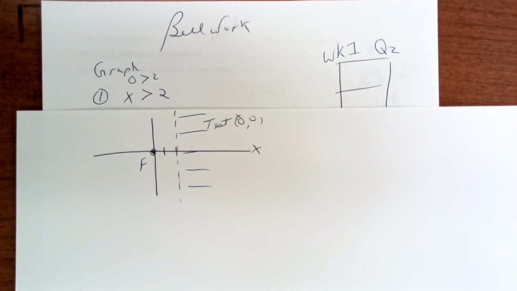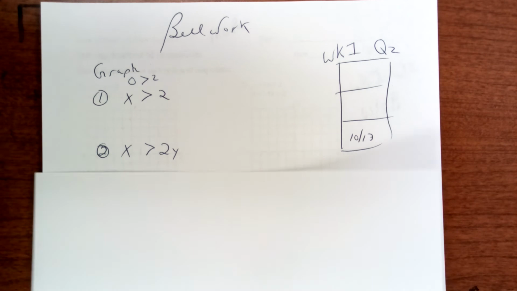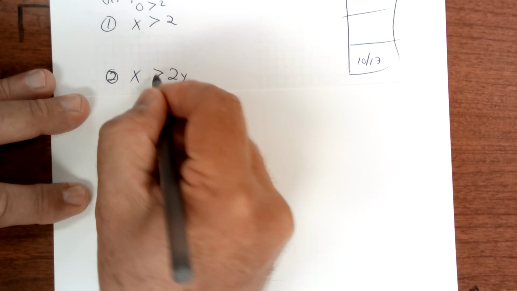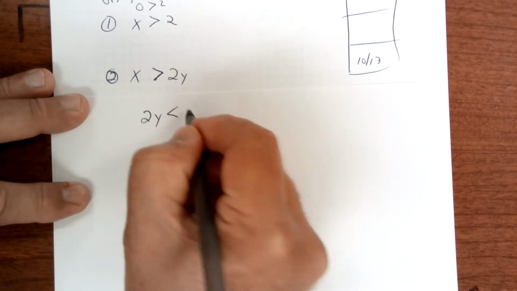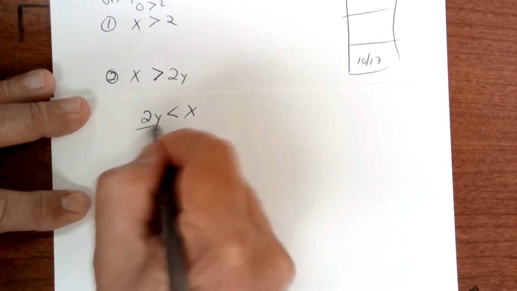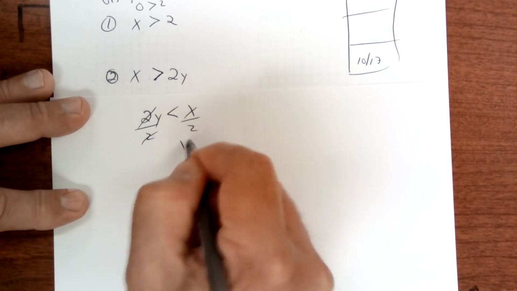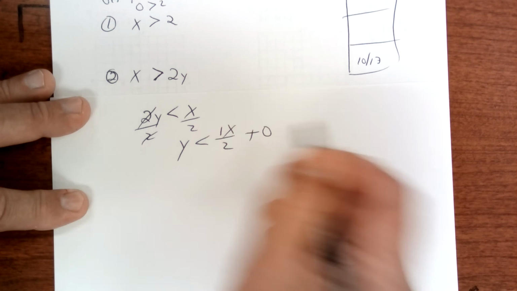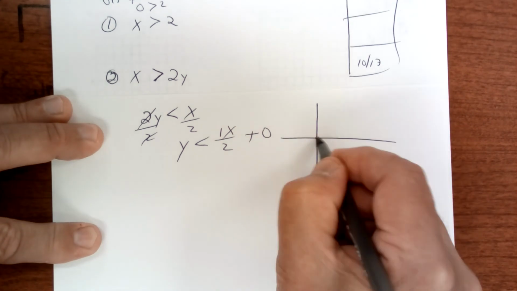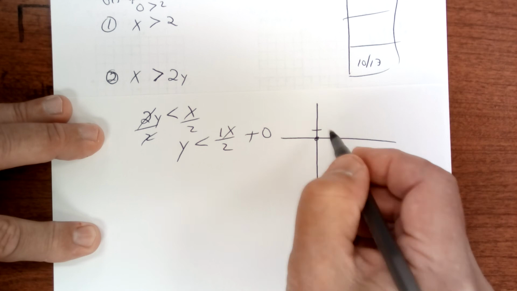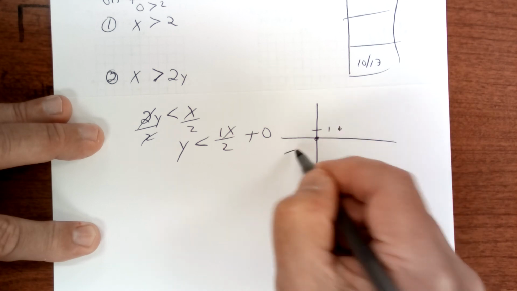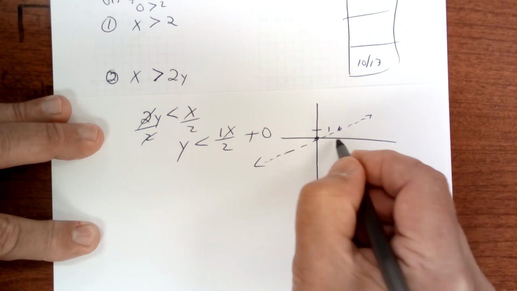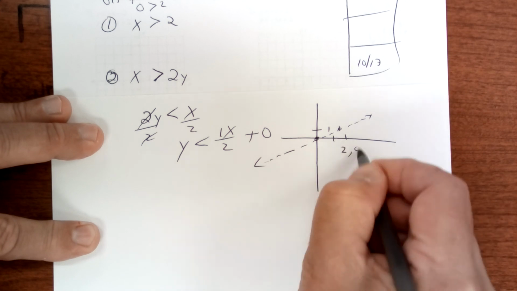Number 2, well, they have it written backwards. So I'm going to rewrite it. So I'm going to put 2y. The arrow is pointing towards the 2y. So there it is. And now I'm going to divide by 2, and I get y is less than 1x over 2 plus 0. So I go up 0. My slope is up 1 and then over 2. It's also broken. You cannot use 0, 0, but you can use over 2 up 0. So that's the one I'm going to use.